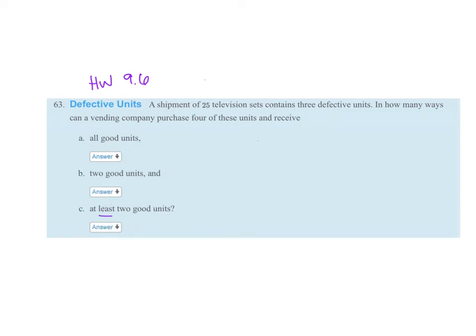So for all good units, we need to look at how many TV sets we have. There are 25 TVs, and it says there are 3 defective units. So 25 minus 3 will give us 22 good units. If they're purchasing 4, then it's going to be out of that 22. So 22 choose 4.